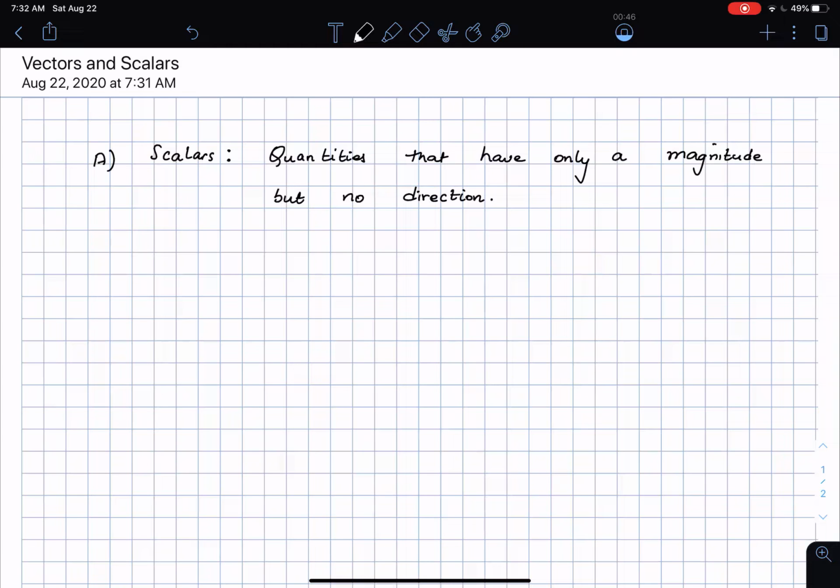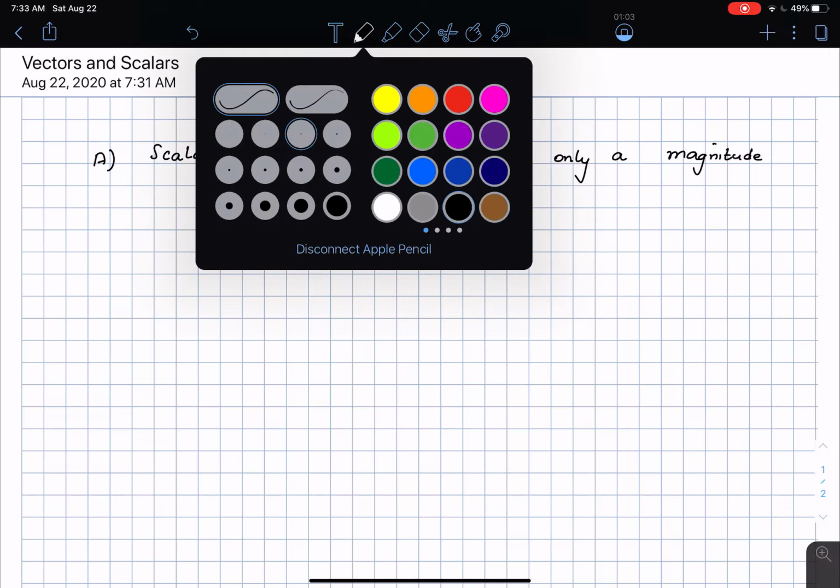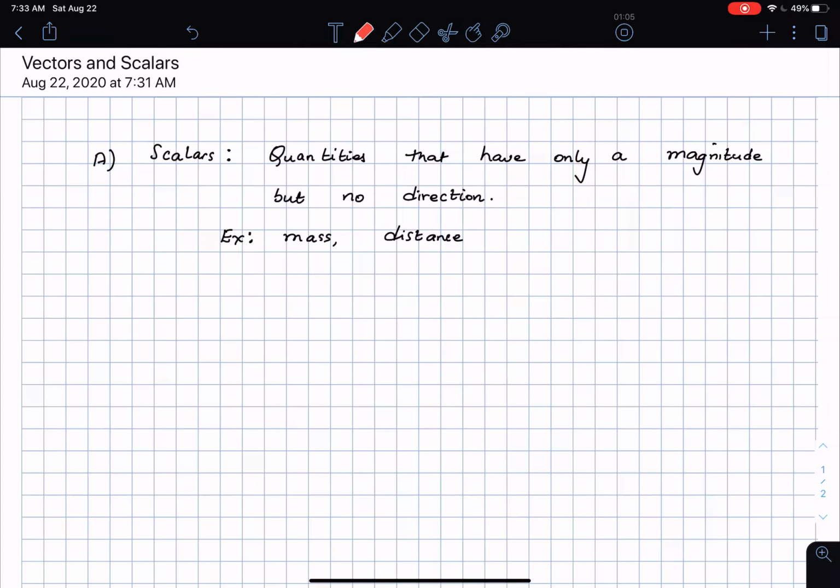Typical examples of a scalar that we encounter in statics are mass or distance. Okay, so examples are mass and then distance. These are typically not that important for us in terms of what we use as a tool in statics. Most important to us is the idea of vectors. Okay, so let's go to that.